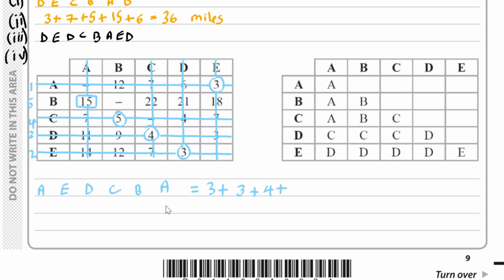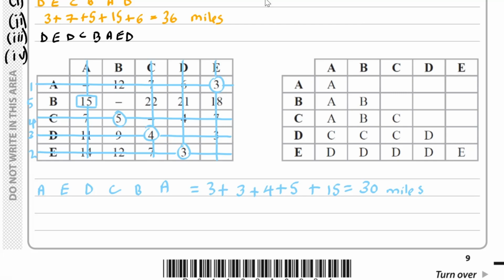And then D to C, so D to C, that's done. And then C to B, that would be the 5. And then the one we finish with is B to A, which is the 15. Now this over here comes to 30 miles.